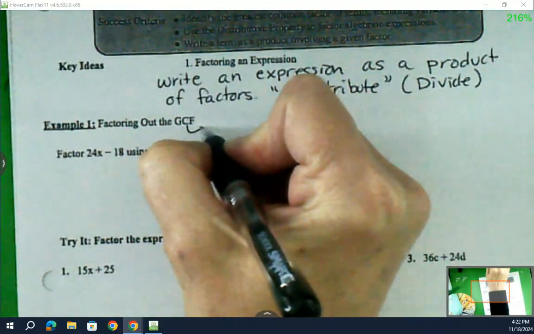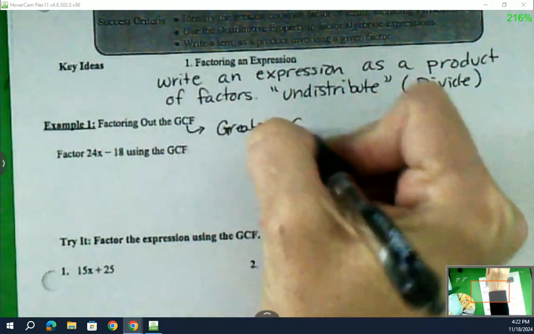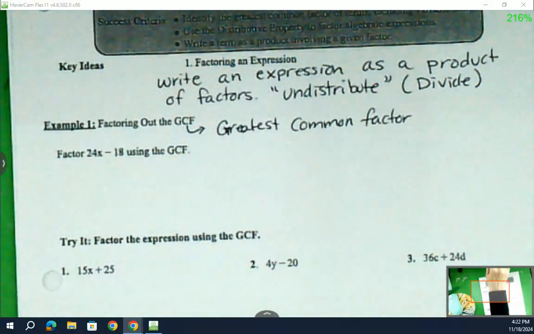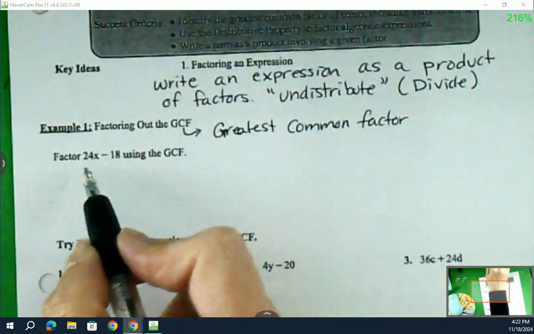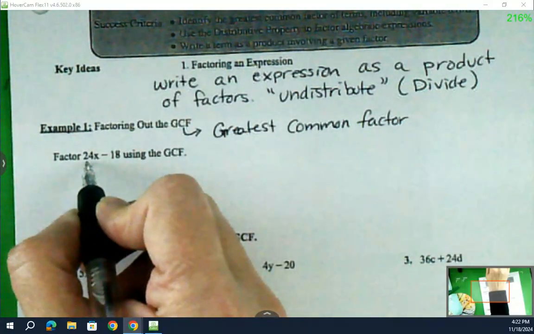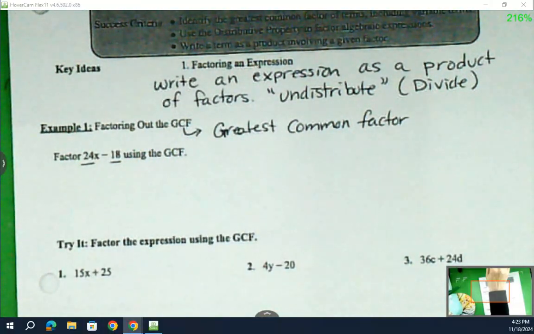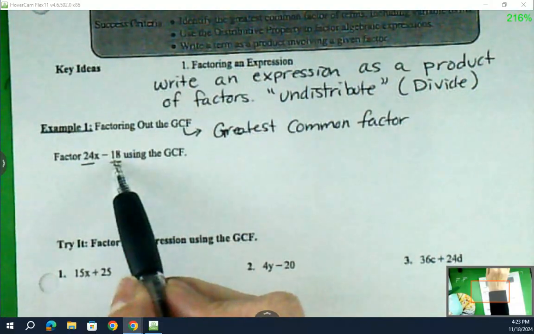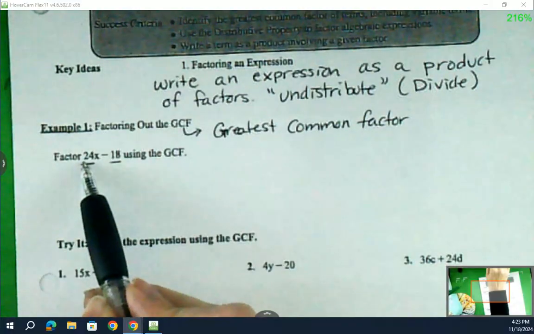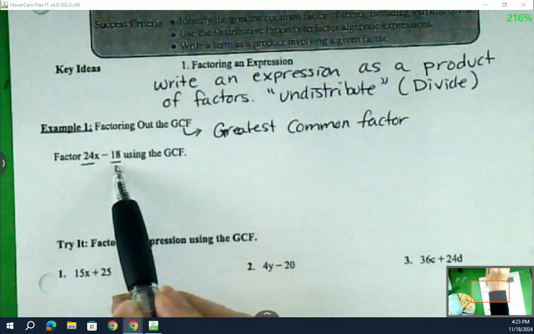Okay, GCF stands for greatest common factor. Okay, so a factor is a number that goes evenly into other numbers. So if we're looking at a factor of 24x minus 18, we're looking at factors of 24 and 18. And that's the largest number that will go into both of them. We know 1 goes into them. They're both even numbers, so 2 will go into them. If I take the sum of the digits, 2 plus 4 is 6, so I know 3 goes into this one. And 1 plus 8 is 9, so 3 goes into that one.